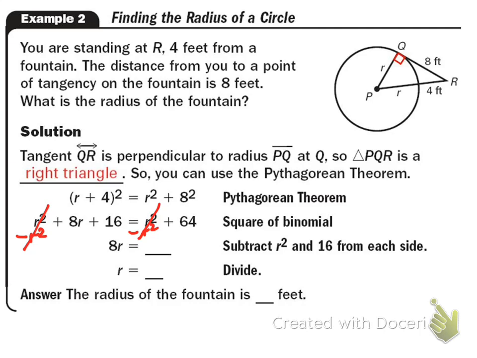What will you want to do next? Ryan? Subtract 16. Subtract 16 from both sides. So that 8r would be equal to 48. I want to get r by itself. Michael, what would I do? Divide by 8. R would be equal to 6. So we have our radius. The radius here then would be 6 feet.